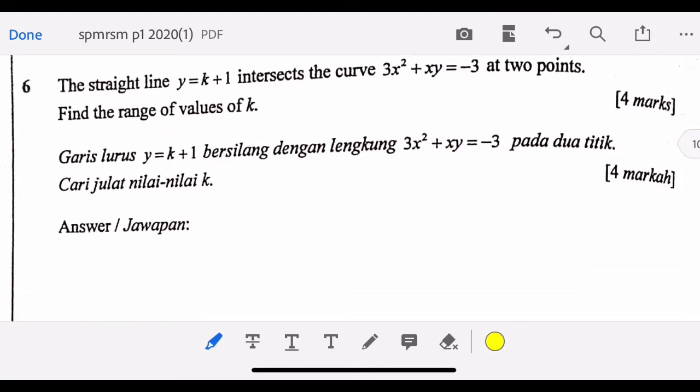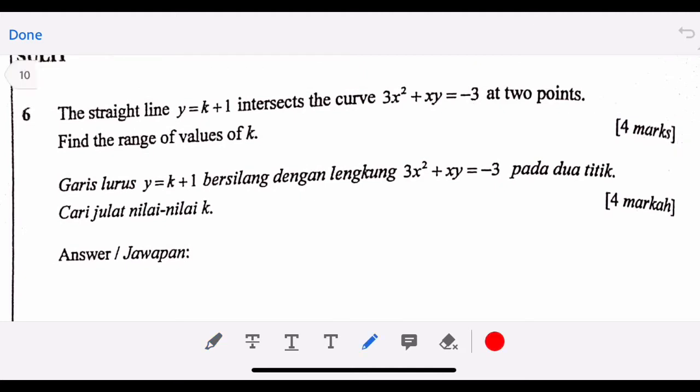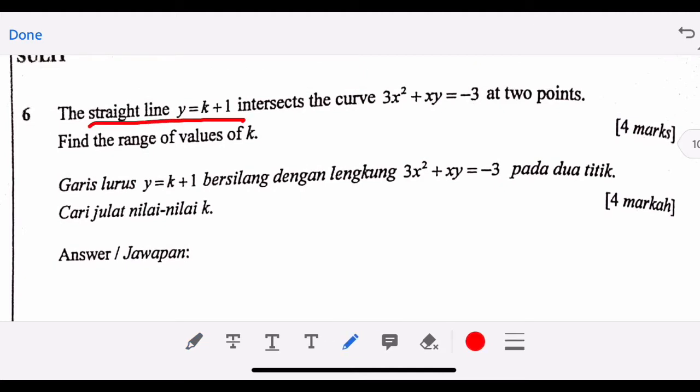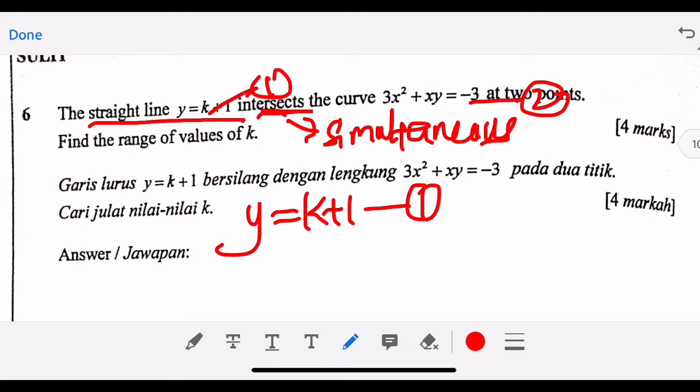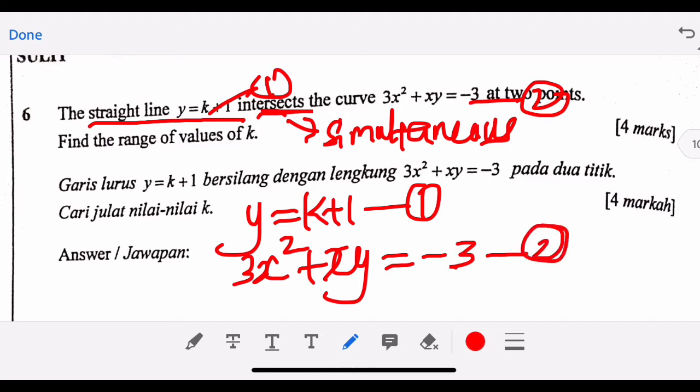For question number 6, the straight line y equal to k plus 1 intersects the curve. When you see intersect, it means the concept of simultaneous equations, right? So we will sub 1 into 2. This is number 1: y equal to k plus 1, and 3x squared plus xy equal to negative 3 is number 2.